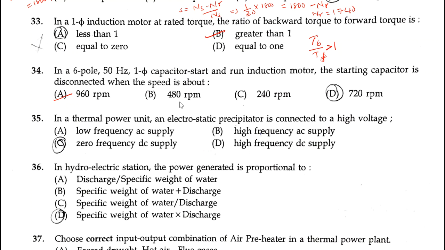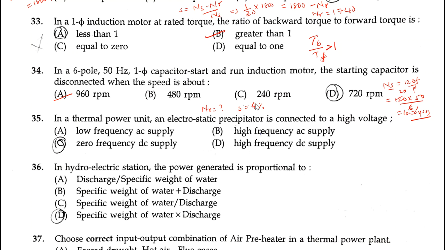Why is it so, sir? The starting capacitor is disconnected when the motor is at about its rated speed. So what is the rated speed? NS is equal to 120 F by P, the same formula: 120 into frequency 50 divided by P, which is 6. That means it's going to be 1000 RPM. This is the speed of the magnetic field, not the rotor, so we need to calculate NR here. For that, what is the slip? We don't know, but assuming the slip is approximately 4%.